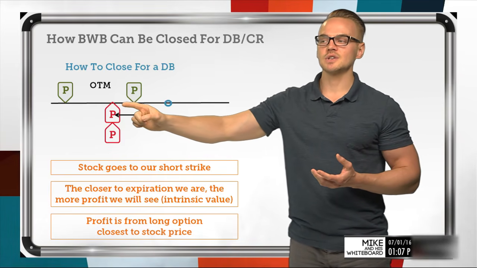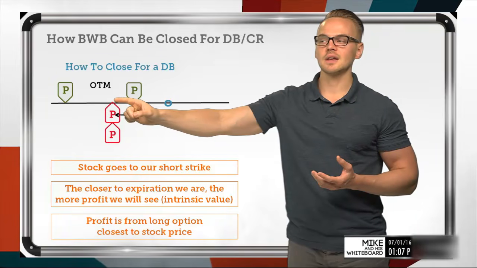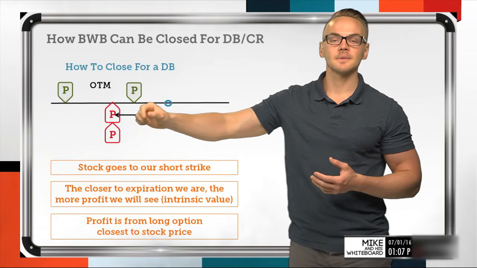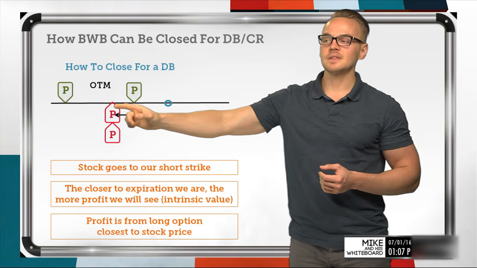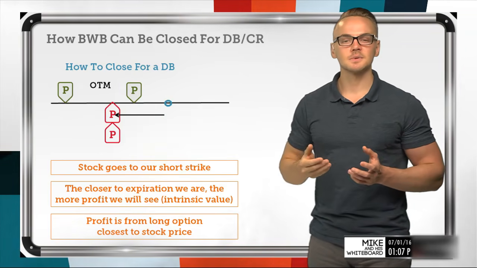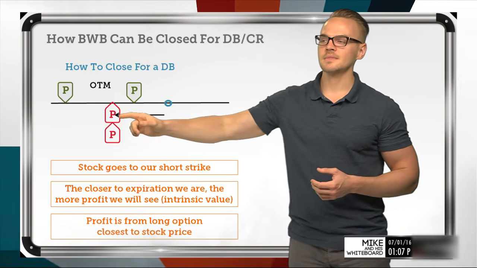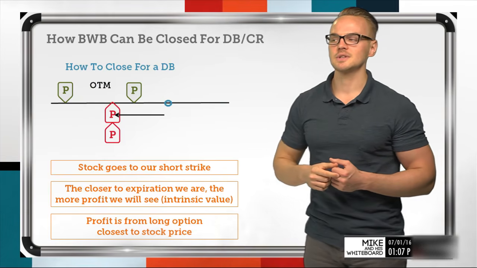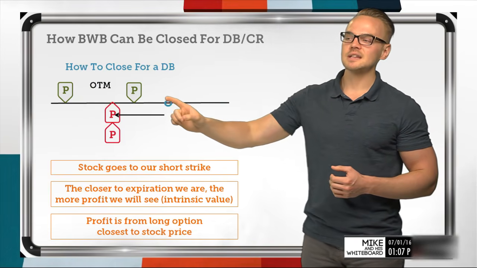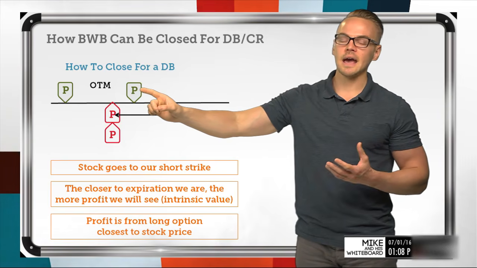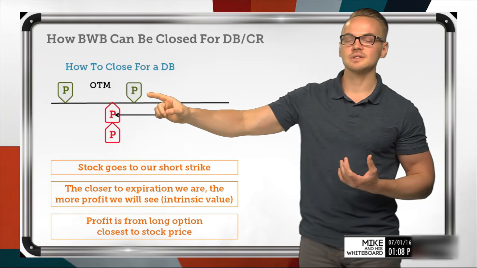Because at expiration, if the stock price is right here, or maybe right about here, anywhere above those short strikes, basically what's going to happen is these two options are going to expire worthless because they're still going to be out of the money. And this long option down here is going to expire worthless because it's also going to be out of the money. But this option is going to be at intrinsic value. It's going to have intrinsic value.